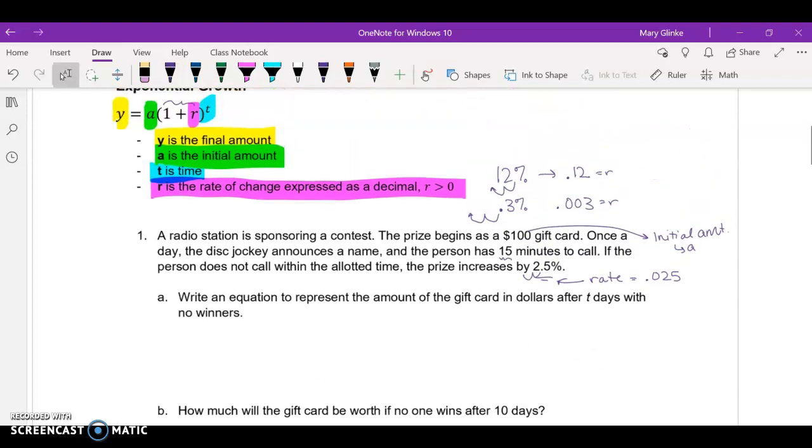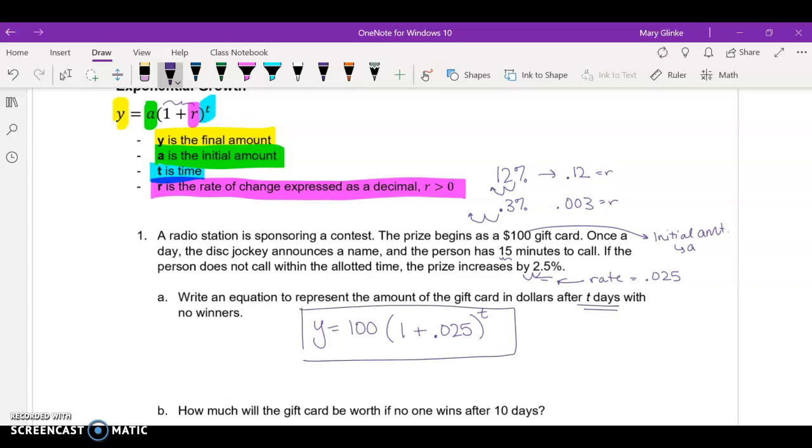So looking at this, I'm going to zoom up so we can see our equation here. Write an equation to represent the amount of the gift card. Well, we don't know the amount yet, but we're looking for t days after there's been no winners. So we need our initial amount, which we determined is going to be the 100. Our growth is going to be 1 plus the rate. Now the rate here is 0.025 because we moved that decimal over 2 spots. In this one, we don't know the time yet. It just says use t for time. So this would be our equation.